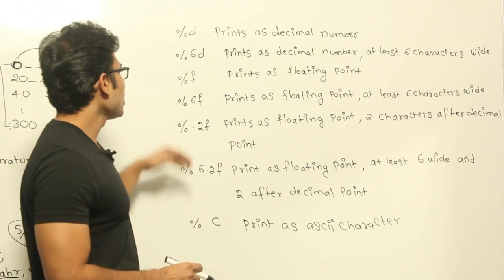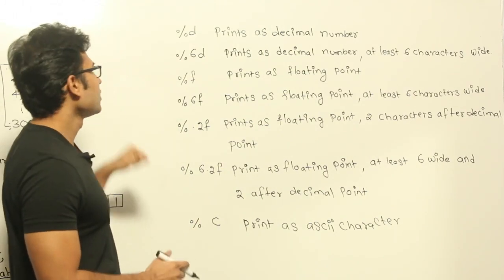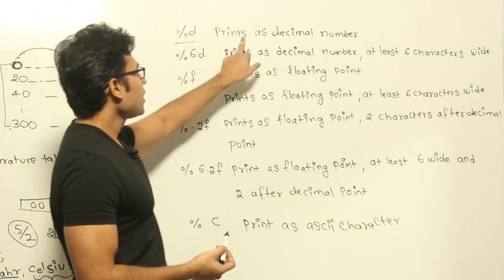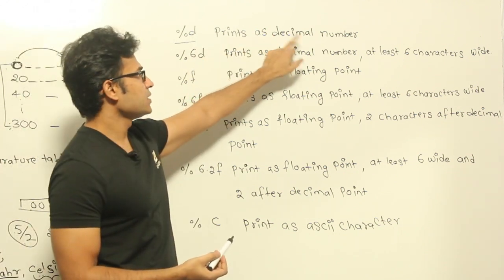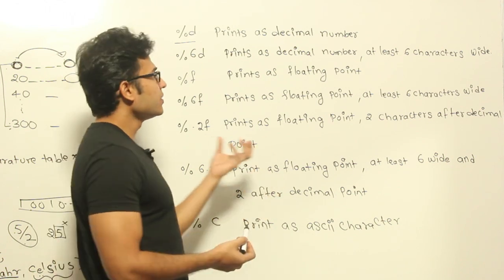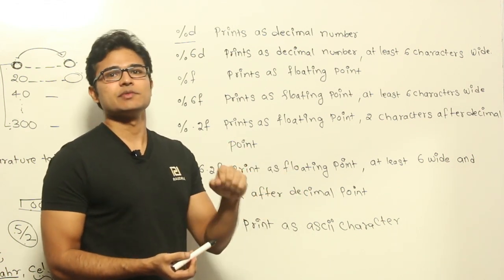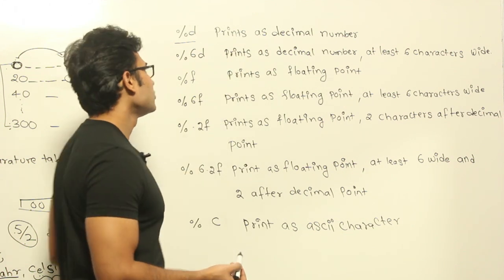Now let's see how all the format specifiers are going to work here. If you write %d, it will print the variable as a decimal number, right? It will take the bits present in the variable and interpret them as if they are a decimal number, and it is going to print it on the output screen.